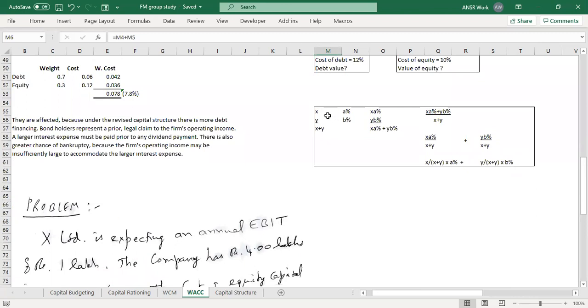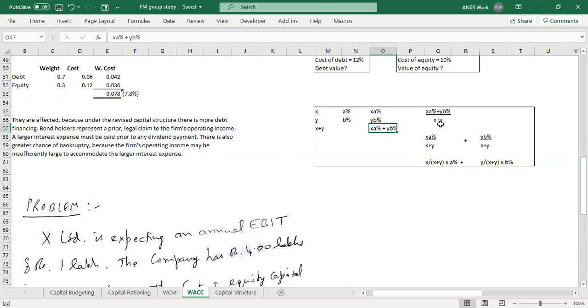Here is a format where I have exactly the same thing, but in terms of some denominations. X and Y are 10,000 and 15,000. A percent and B percent are the percentages. 500 and 900 become X A percent and Y B percent. Do you agree? Now the total comes to X A percent plus Y B percent, and this side the total comes to X plus Y.